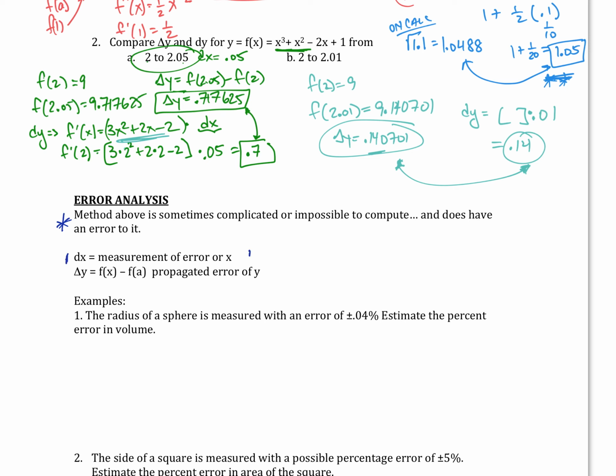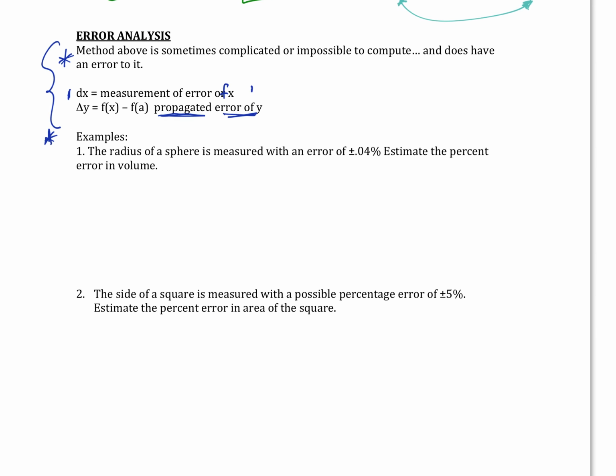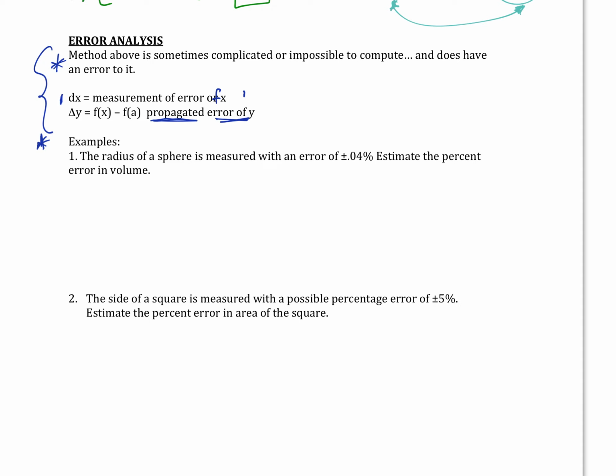dx is a measurement of error of x, where delta y equals f of x minus f of a, which is the propagated error of y. All right, so we're going to do the example where we find out what this error is. In this problem it says, the radius of a sphere is measured with an error of 0.04%. Estimate the percent error in volume. So if I know what the error is in my measurement, I can determine what the error will be in the volume. So let's take a look.